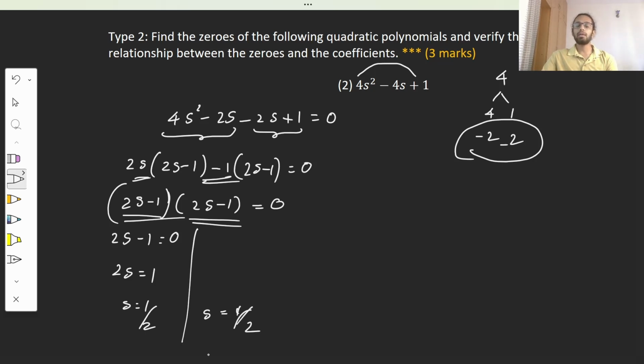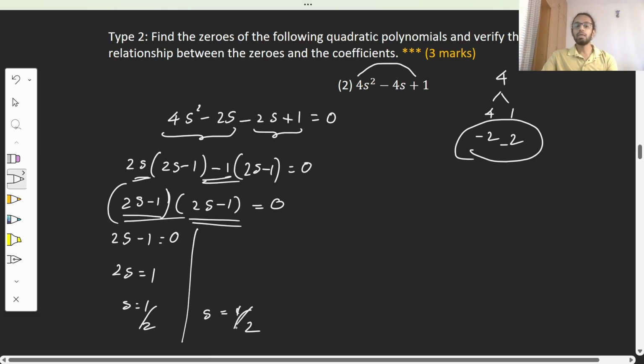So this is called a double root or a repeated root, which means we're getting the same answer twice, which is basically the zero repeated twice. Just to recall, when we draw this on the graph, we'll be getting a parabola which touches the x-axis at only one point because we get the same answer twice.